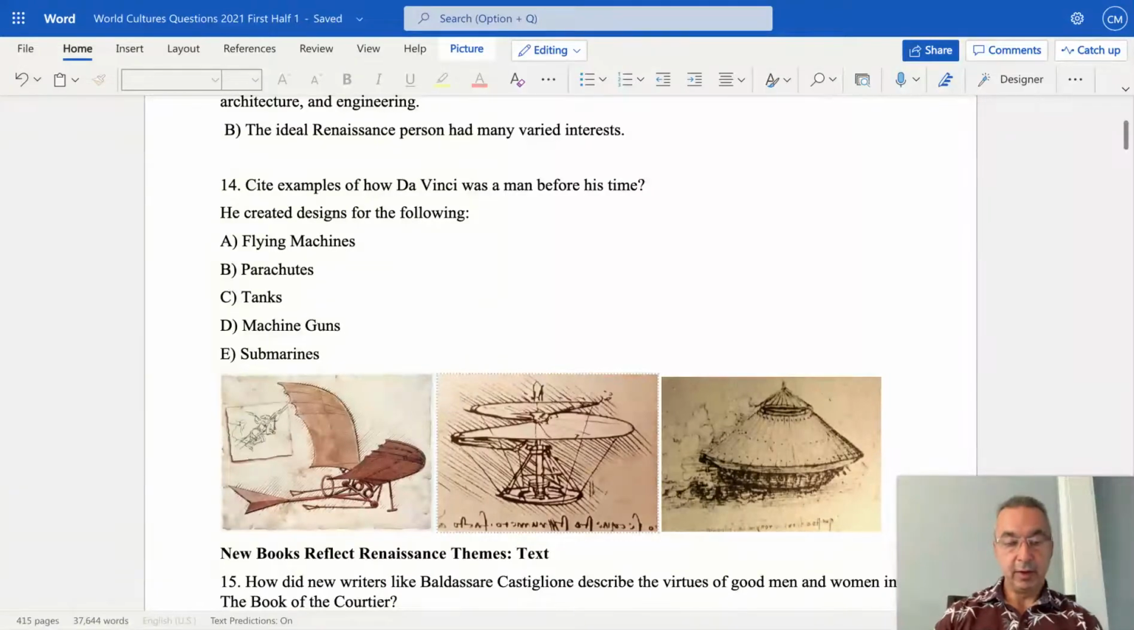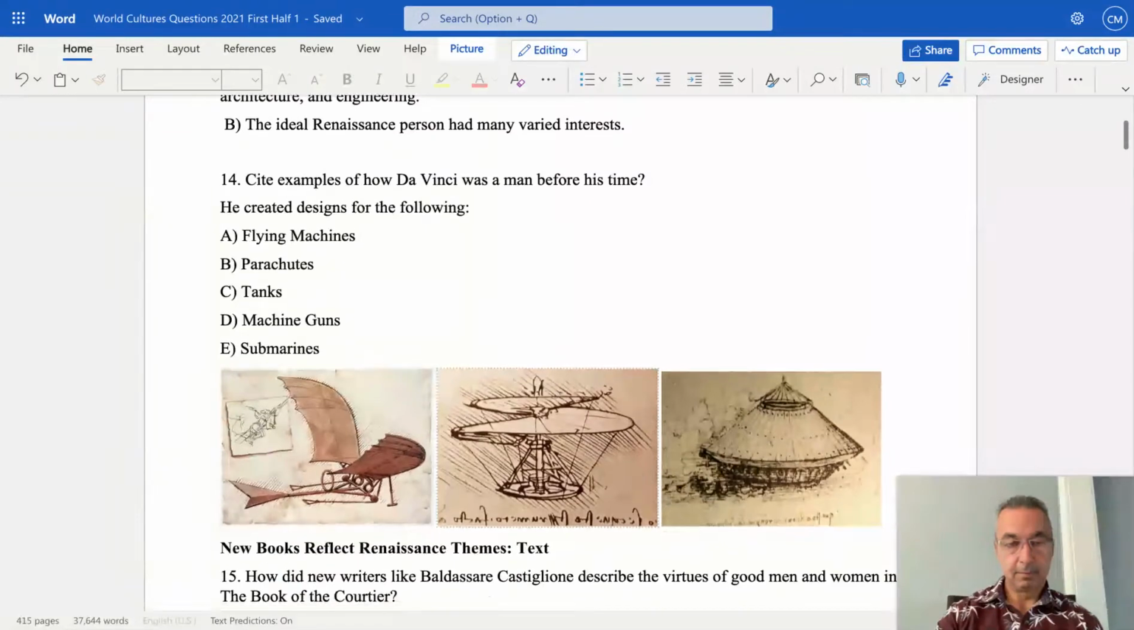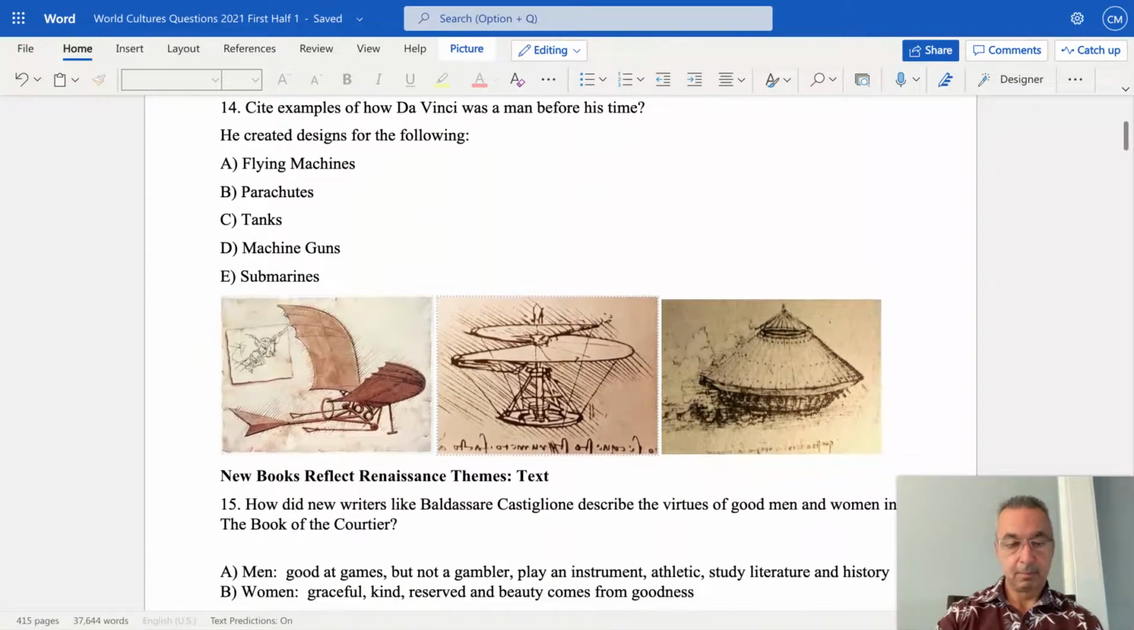Okay, 15, how did new writers like Baldassare Castiglione describe the virtues of good men and women in his book, The Book of the Courtier? So he described men as good at games, but not a gambler, play an instrument, athletic, study literature and history. So it's very similar to Da Vinci, kind of a well-rounded Renaissance person, where for women, they should be graceful, kind, reserved, and beauty comes from their goodness.